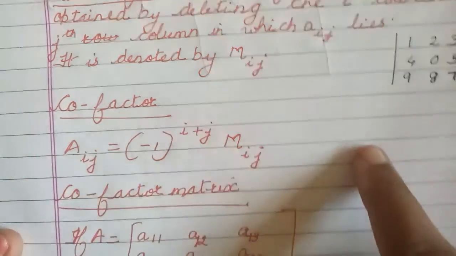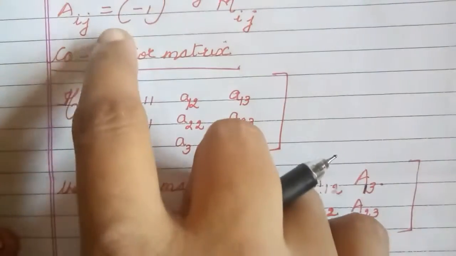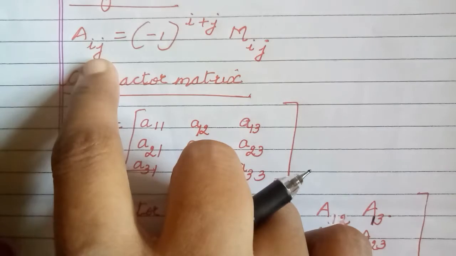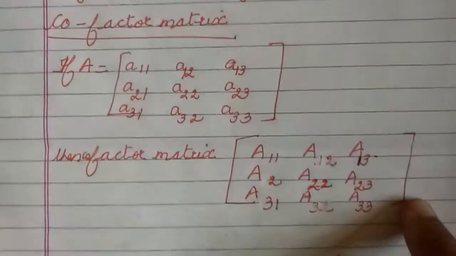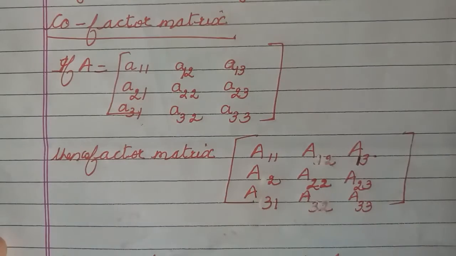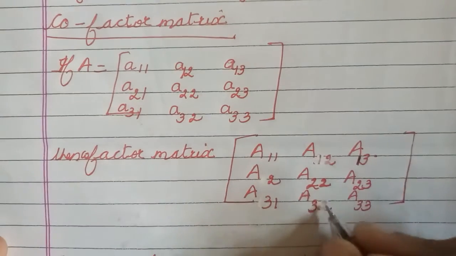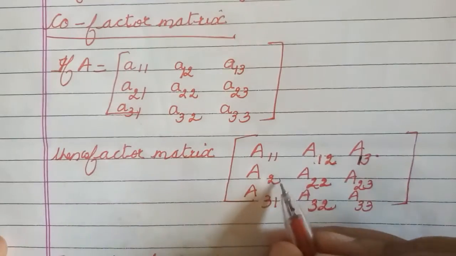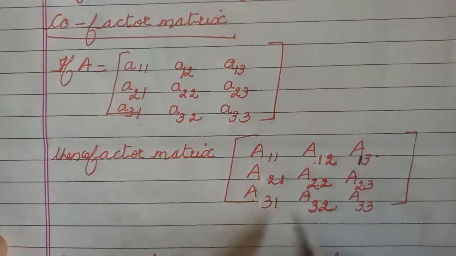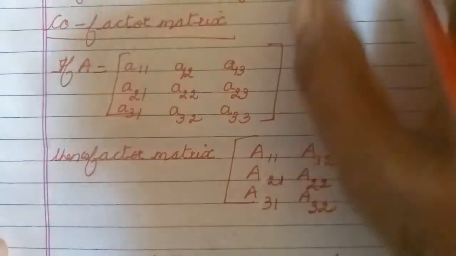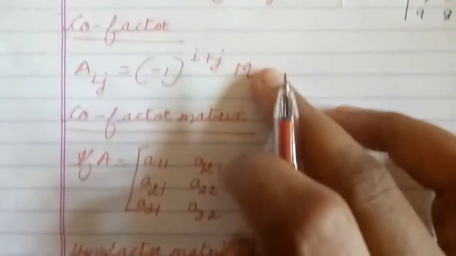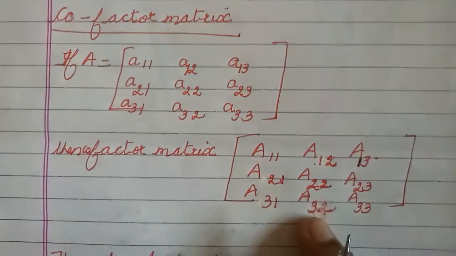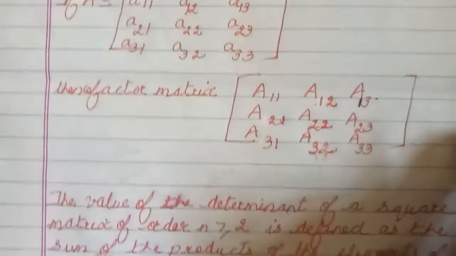And from the cofactors, if I have a matrix of cofactors, how will it be? After calculating the cofactors of all the elements, you put them in a matrix. That is called your cofactor matrix. Okay, so A11, A12, A13, A21, A22, A23, A31, A32, A33. So these are all connected. Minor is connected to cofactor. After you find all the cofactors, if you put them in a matrix, what you get is called the cofactor matrix.